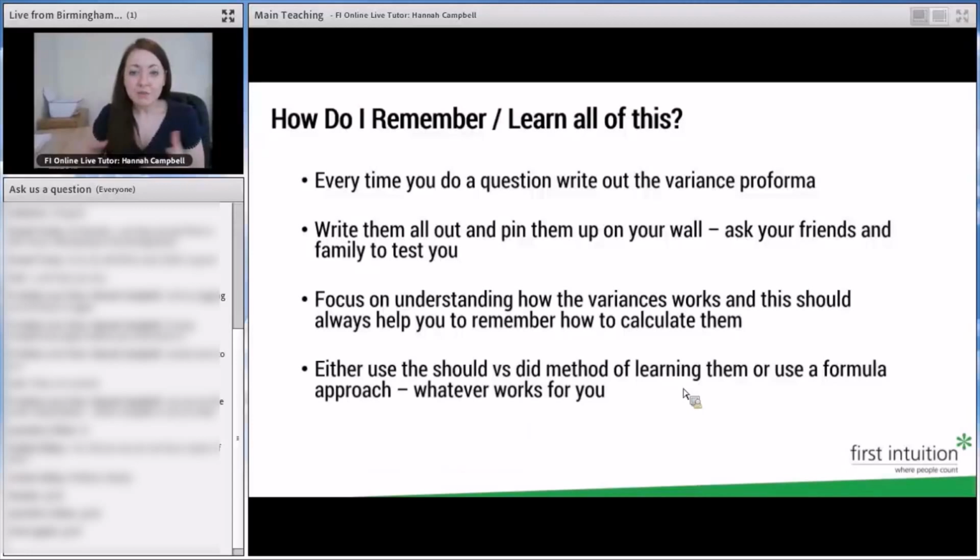Now, in terms of the approach that you use, some people and even some tutors prefer to use the should versus did. So they think about what they're trying to calculate. How much should I have used?